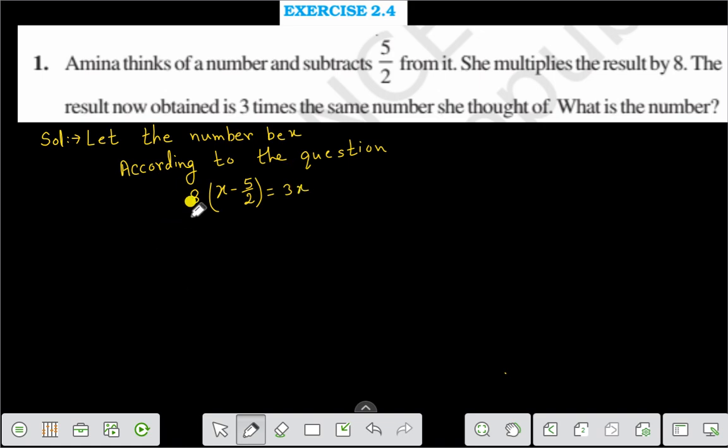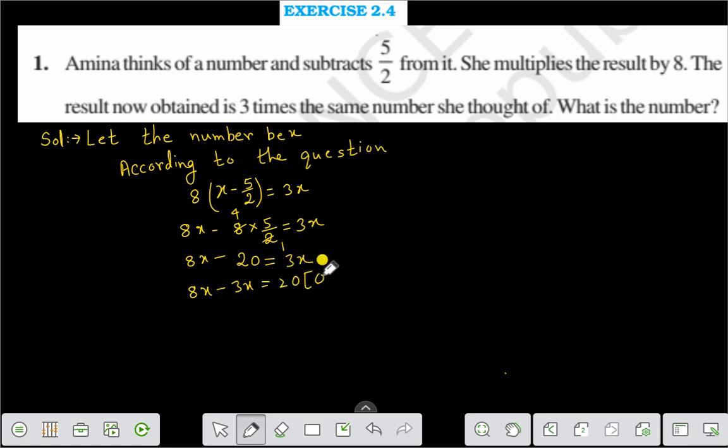right? Now you get here, that is 8x minus 8 into 5 by 2 is equal to 3x, or can be written as 8x minus 2 into 4 is 8, 4 into 5 is 20, is equal to 3x. We are getting 8x minus 20 is equal to 3x.